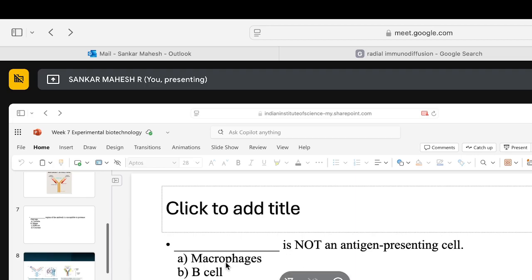Okay. So now, which of these are antigen presenting cells? Macrophages, B cell, T cell, and dendritic cell. Which of these are actually antigen presenting cells? A macrophage and dendritic cell. Okay. And which of these are not? T cell is not an antigen presenting cell. Okay.